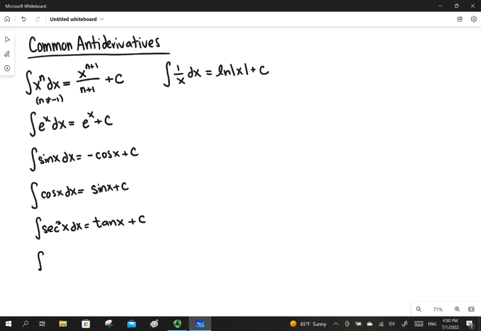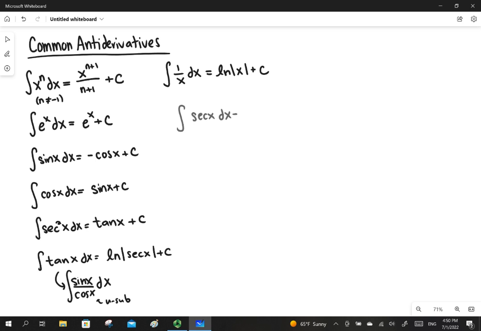The antiderivative of tangent is the natural log of the absolute value of secant x, plus c. You can prove this for yourself by writing tangent as sine of x over cosine of x and then doing a u substitution. And lastly, the antiderivative of secant of x is the natural log of the absolute value of secant x plus tangent x.